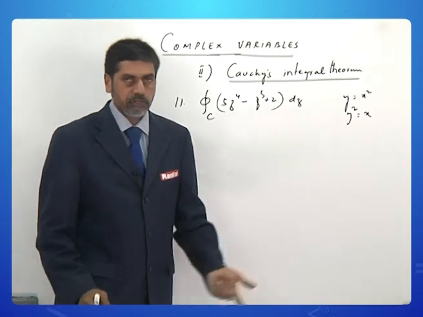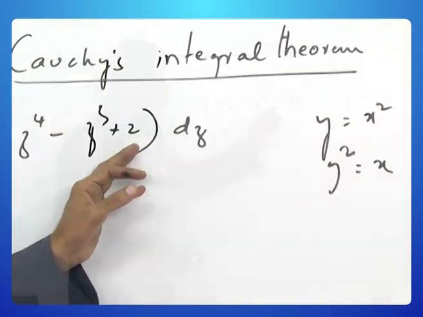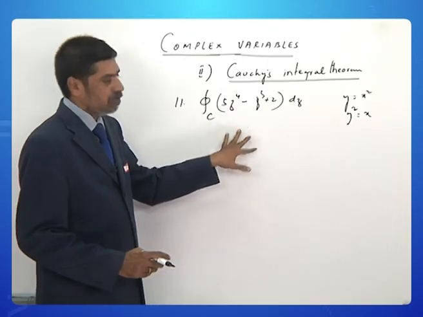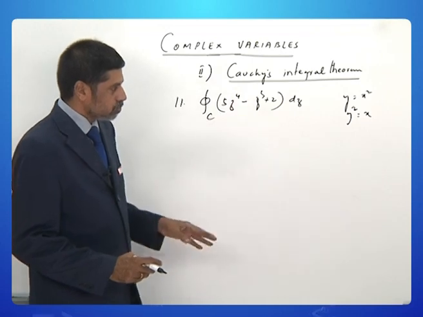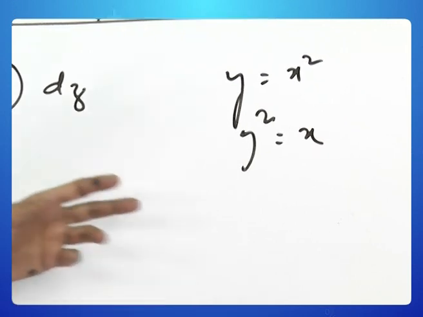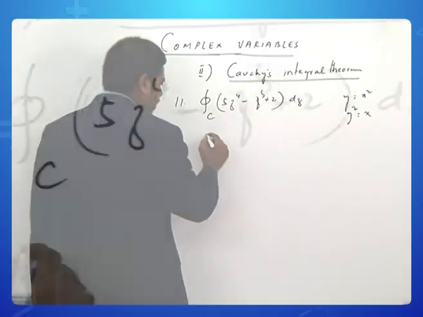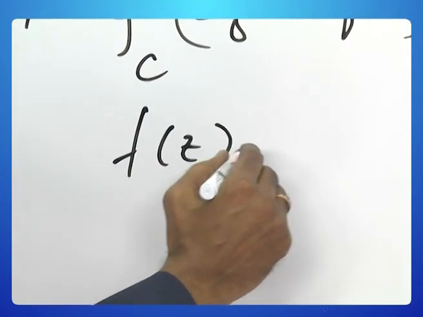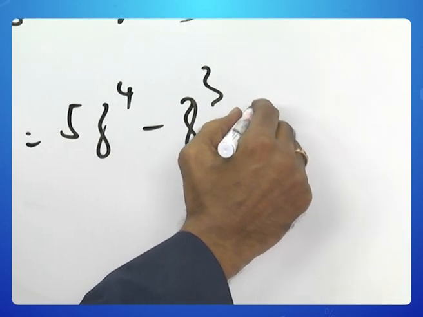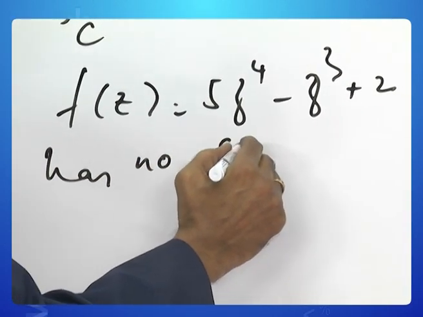Strictly speaking, we need not waste any time on this problem because once again this is a polynomial function and therefore there are no singularities for this function, whatever be the region. Some students end up drawing diagrams and labeling them and all that, forgetting that this function has got no singularities. So we'll coolly say that f of z equal to z to the power of 4 minus z cube plus 2 has no singularities.